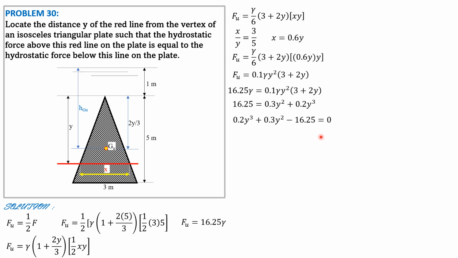And then using your high-tech calculator, the calculator is allowed to solve a cubic equation like this, and the only positive root is equal to 3.885 meters. The other two roots are complex conjugates. So y is 3.885 meters.